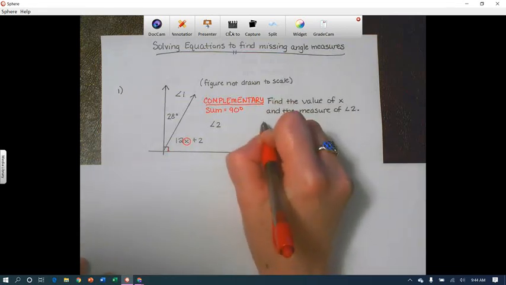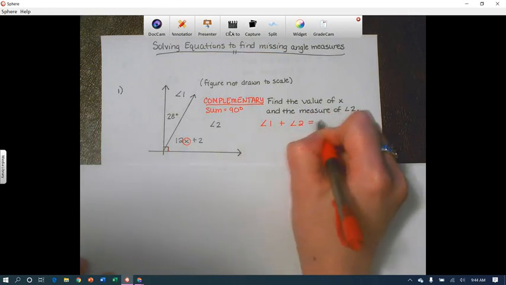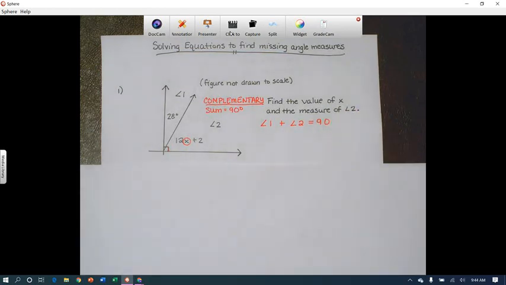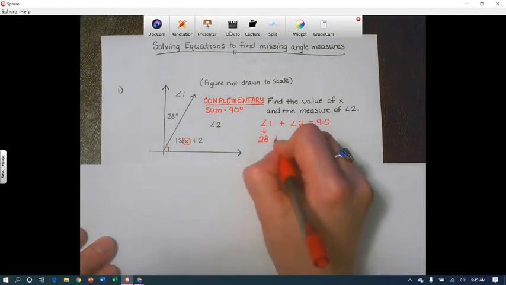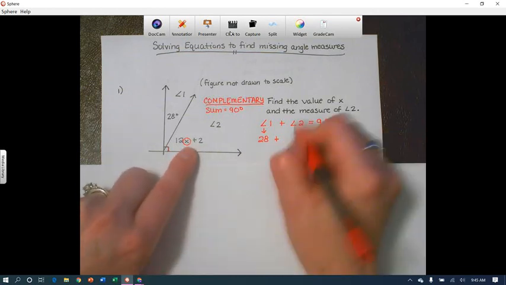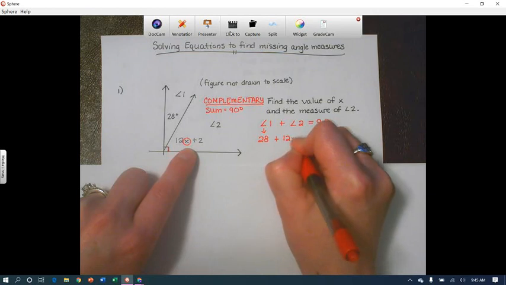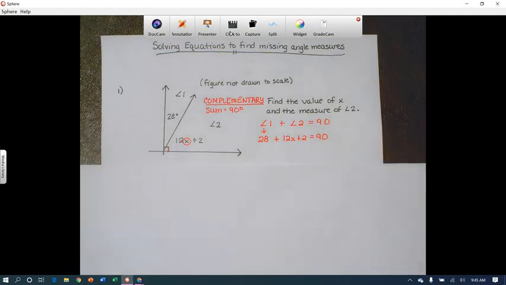So these two angles, angle 1 plus angle 2, are complementary, so they have to add up to 90 degrees. And then I'm going to plug in what I've been given for those angle measures. Angle 1, we know, is 28 degrees. We haven't been given an angle measure for angle 2, so I'm going to plug in this expression right here. 28 plus 12x plus 2 is equal to 90. So there is my equation to start with.